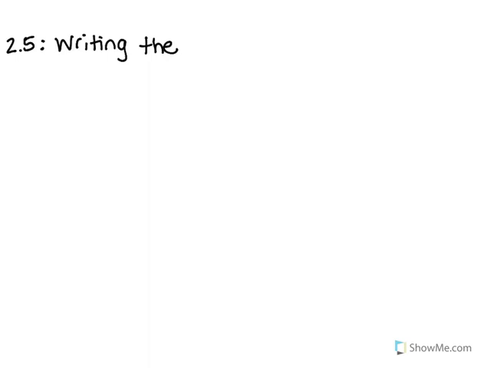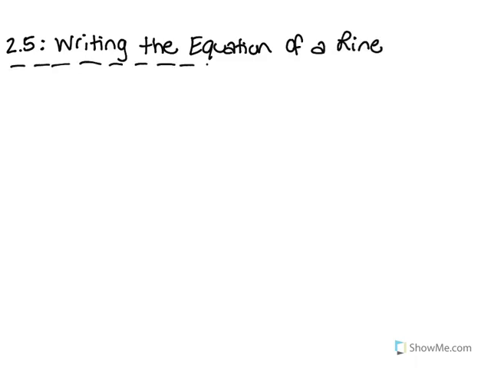2.5 is writing the equation of a line, okay? Writing the equation of a line. Now, on my labs and some textbooks, they teach this by using a different equation setup, okay?